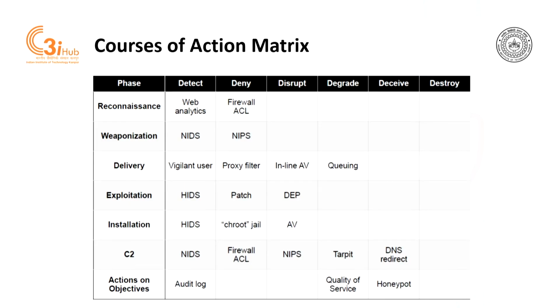Tar-Pit is actually very similar to what we saw in queuing. So, it is a degradation method where you slow down the traffic, so that the kind of traffic that the C2 server needs to have, the packet rate etc., can be disrupted. So, the effectiveness of the C2 server in communicating with the malware that is now currently in your device will be degraded.